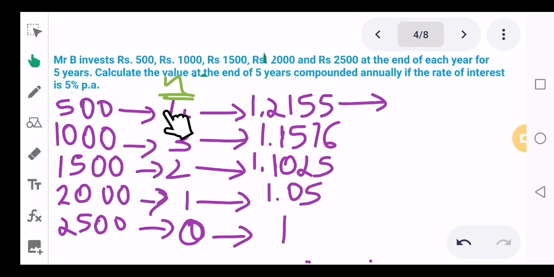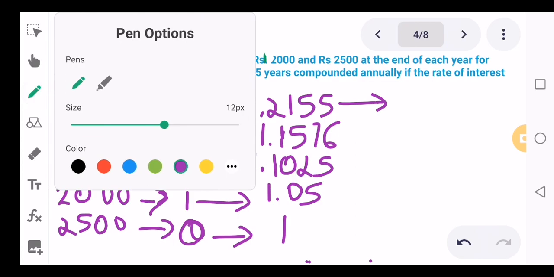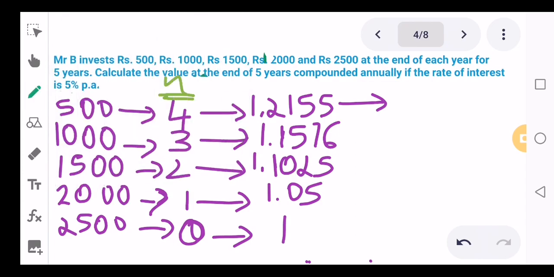So we need to multiply this with this. What is this? Let me write it down. This is the future value interest factor, which we found out using the table.